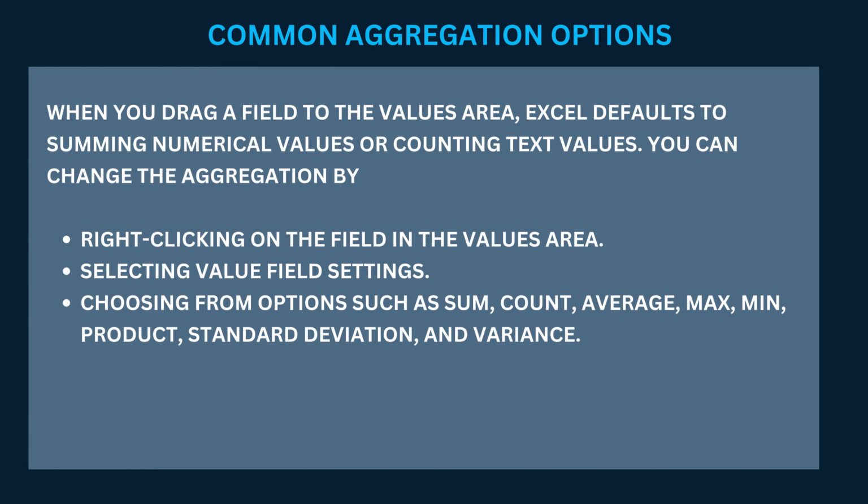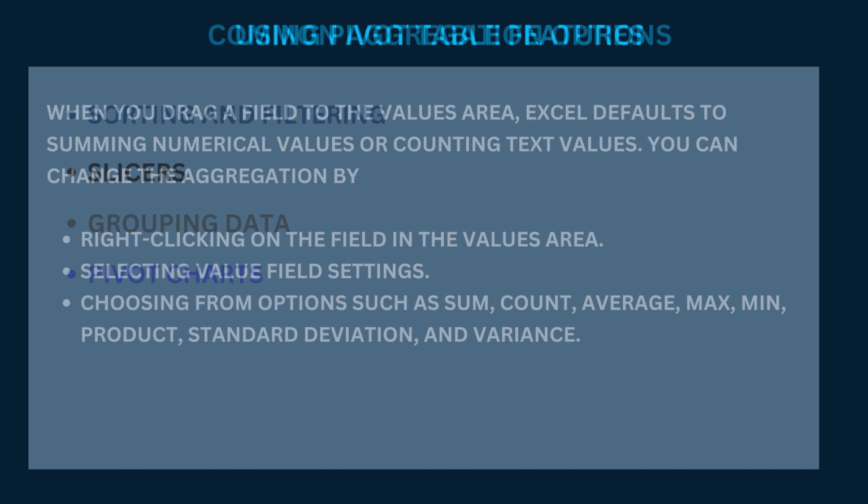Common aggregation options. When you drag a field to the values area, Excel defaults to summing numerical values or counting text values. You can change the aggregation by right-clicking on the field in the values area, selecting value field settings, choosing from options such as sum, count, average, max, min, product, standard deviation, and variance.